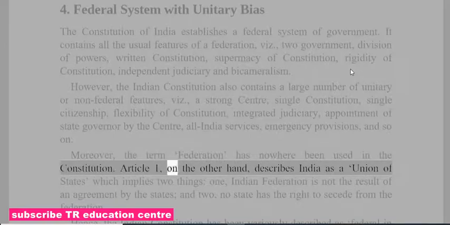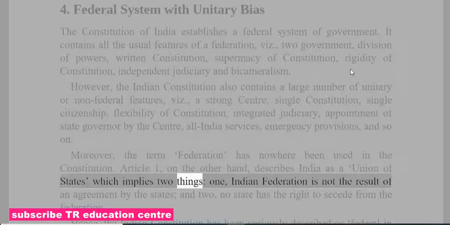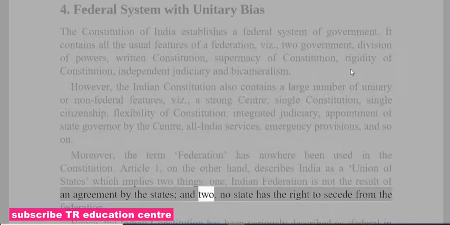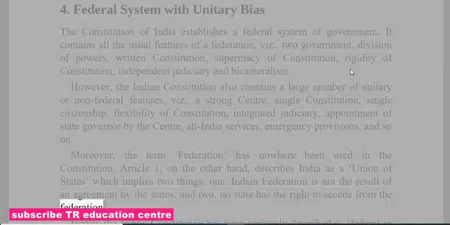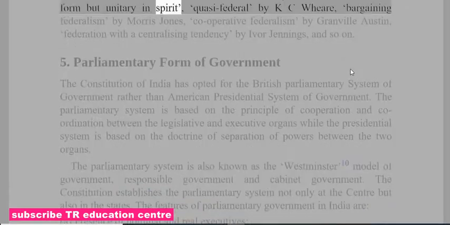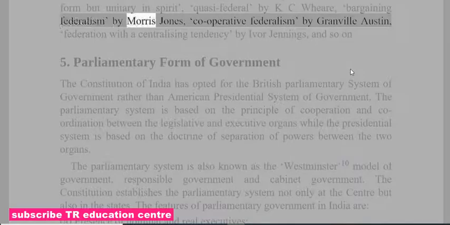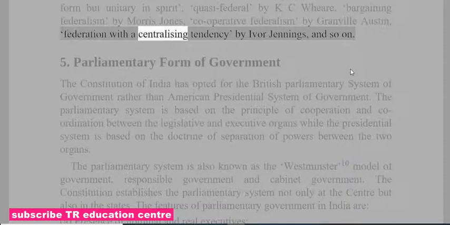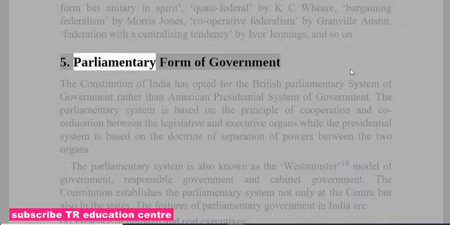Article 1, on the other hand, describes India as a Union of States, which implies two things. 1. Indian federation is not the result of an agreement by the states, and 2. No state has the right to secede from the federation. Hence, the Indian Constitution has been variously described as federal in form but unitary in spirit, quasi-federal, by K.C. Wheare, bargaining federalism, by Morris Jones, cooperative federalism, by Granville Austin, federation with a centralizing tendency, by Ivor Jennings, and so on.